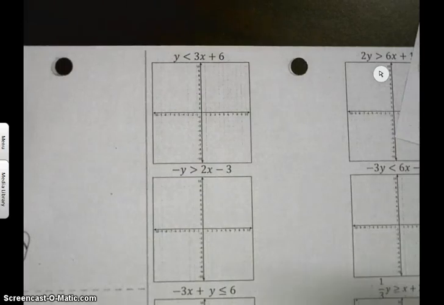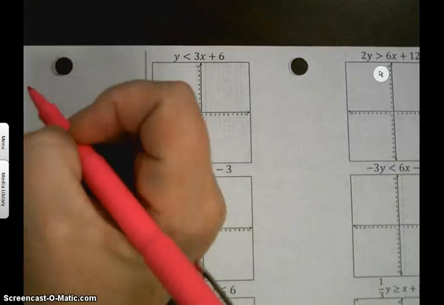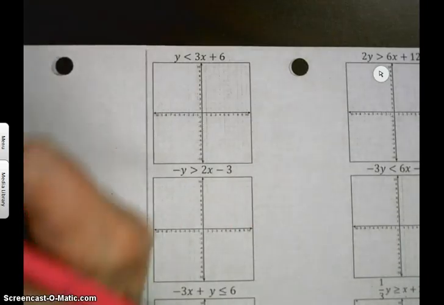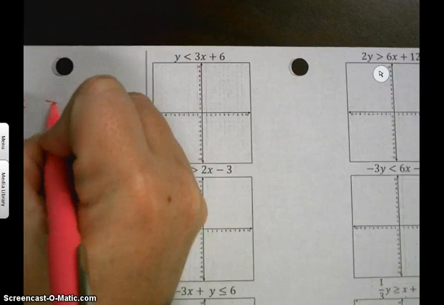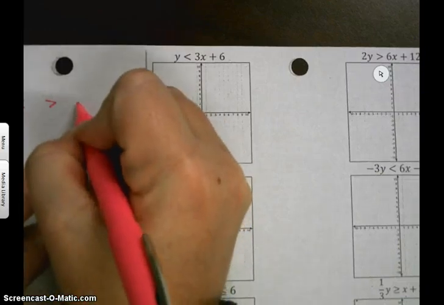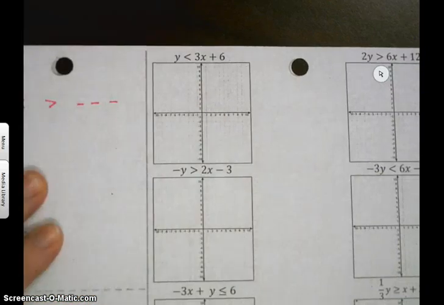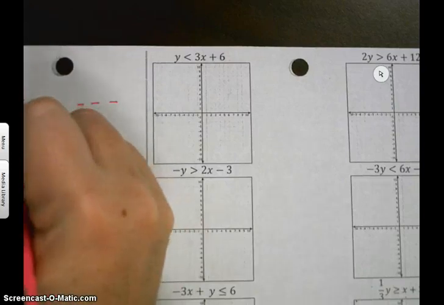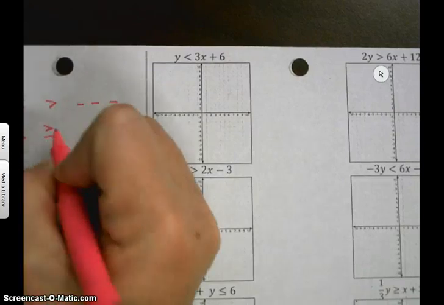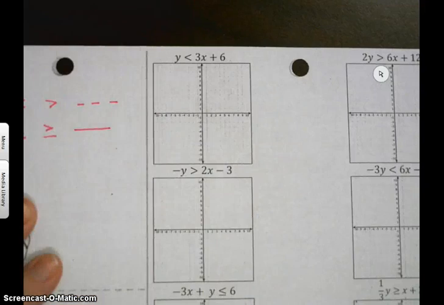Today we'll be graphing inequalities with two variables. To graph inequalities with two variables, we use the same rules. If we have less than or greater than, then it is a dashed line rather than an open dot. If we have less than or equal to or greater than or equal to, it is a solid line rather than a closed dot.